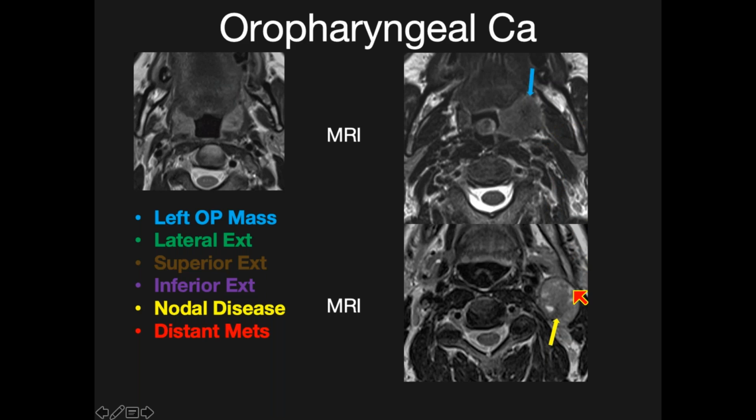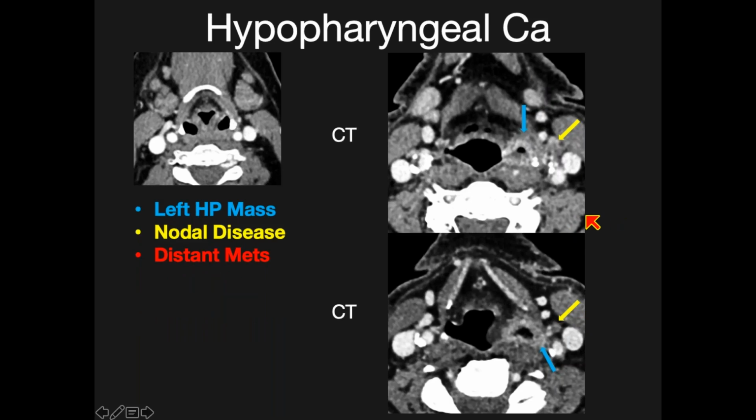Oropharyngeal cancers have a huge propensity for nodal metastasis, which might actually be the presenting complaint of a neck mass. We also stage it with CT to look at distant metastasis. Hypopharyngeal cancers are rare, and when they do present, they are quite advanced.